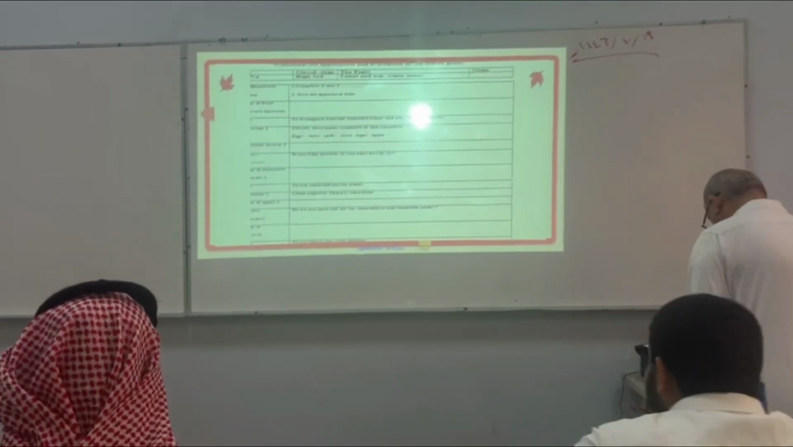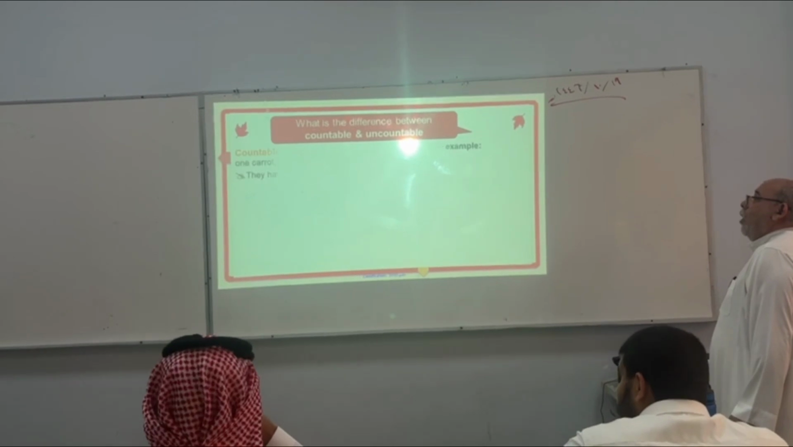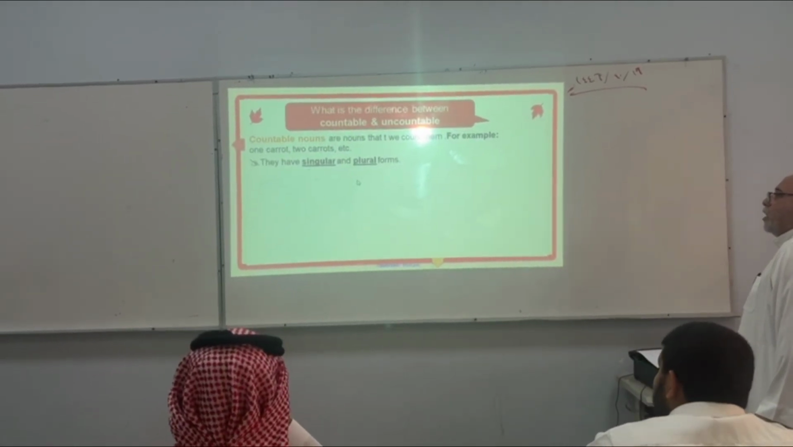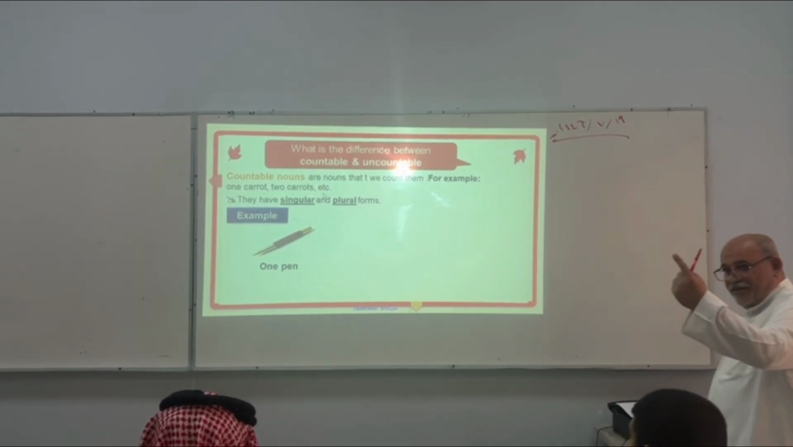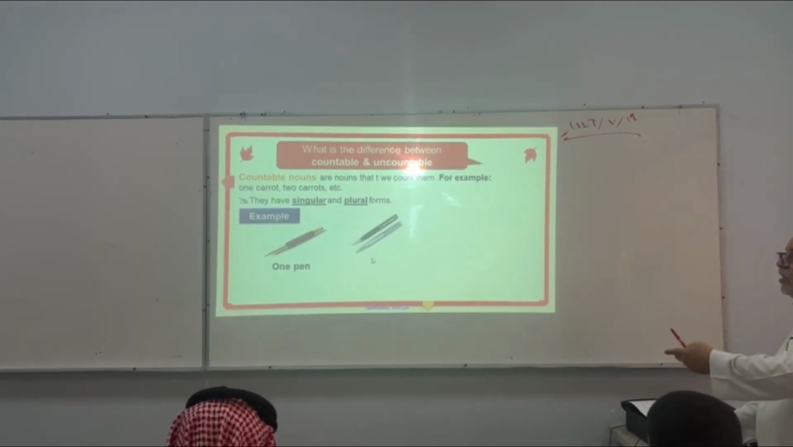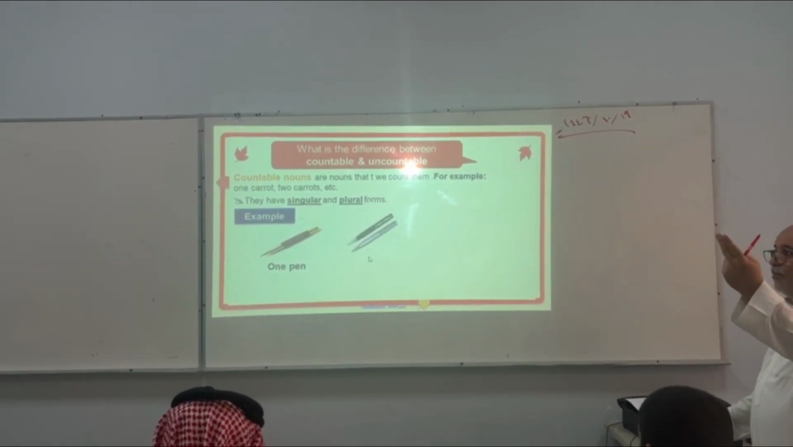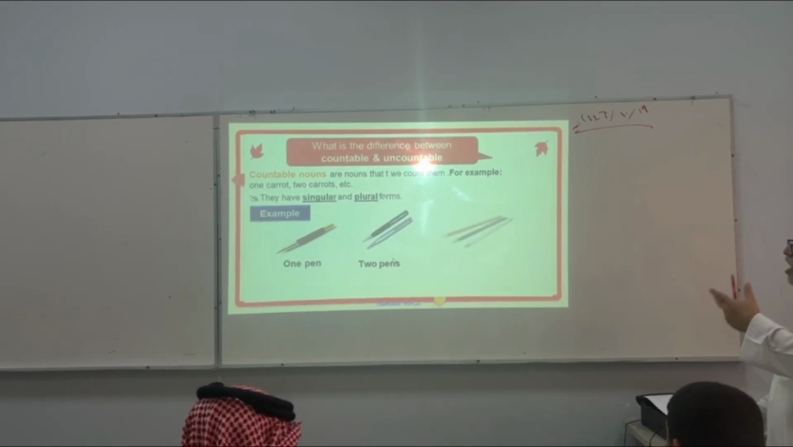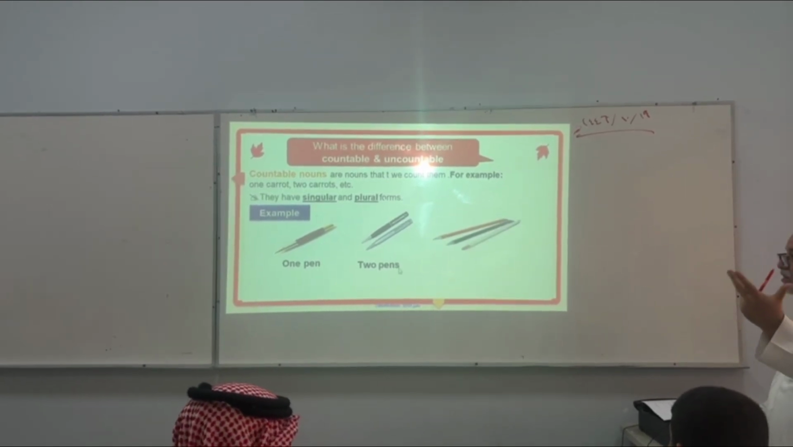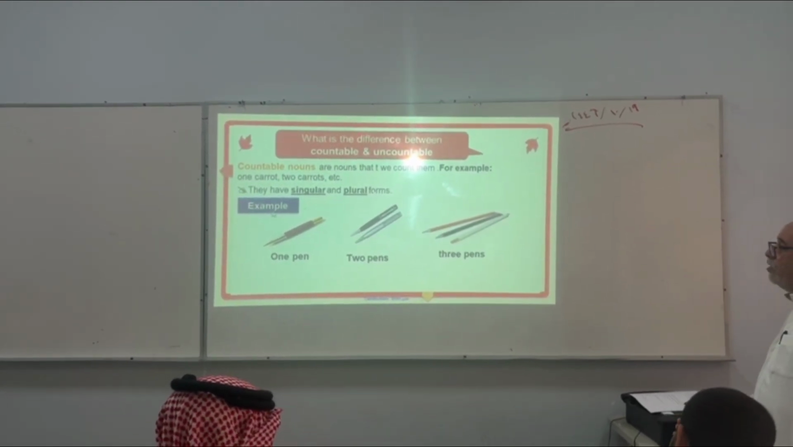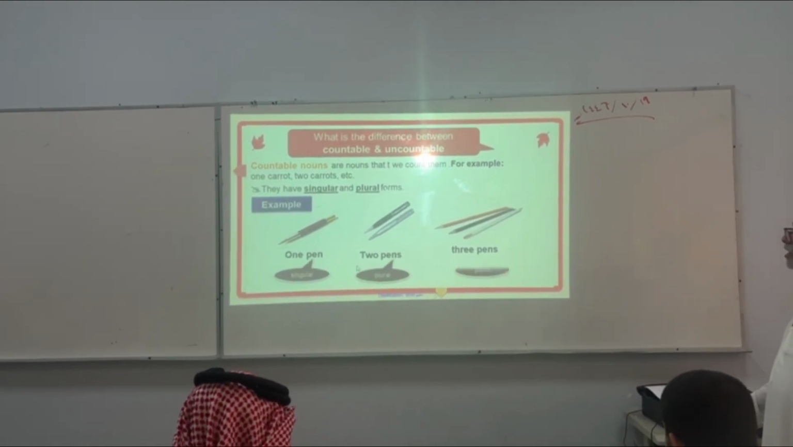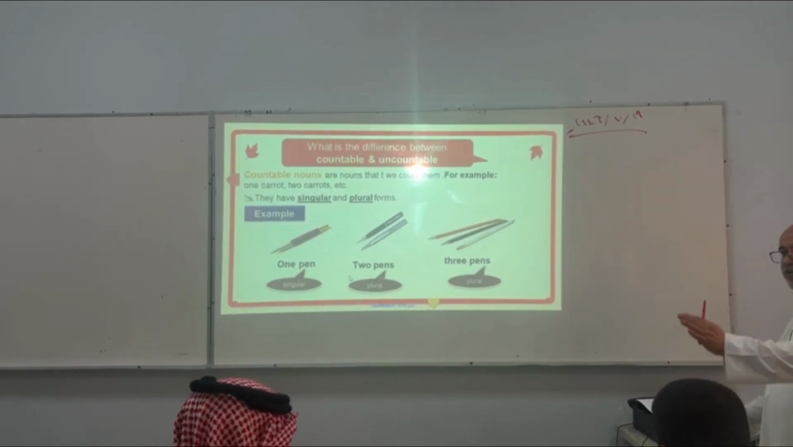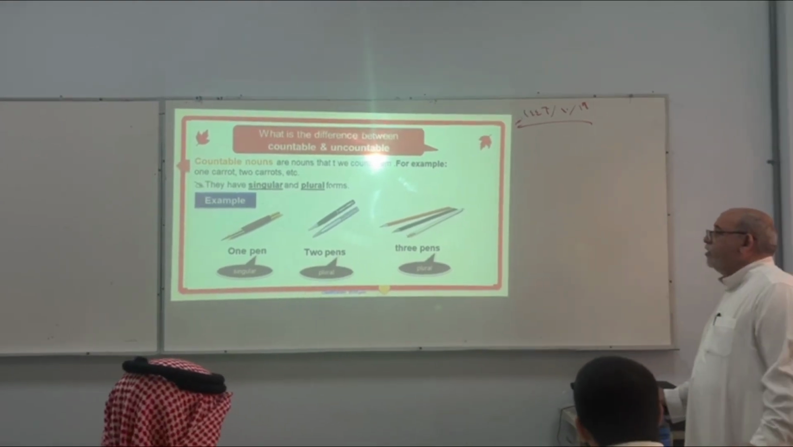Okay, now, what is the difference between countable and uncountable? For example, we have singular and plural. This is one pen, this is singular. And these are two pens, these are plural. And these are three pens, these are plural. So we have singular and we have plural. These are countable. Countable, you can count 1, 2, 3, etc.